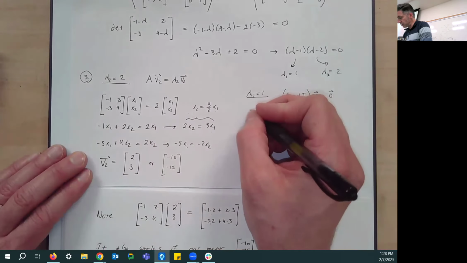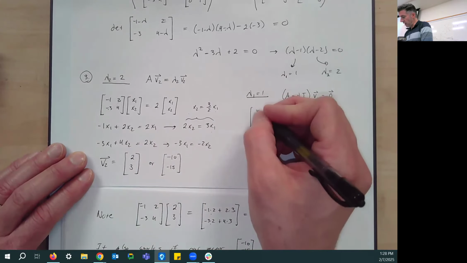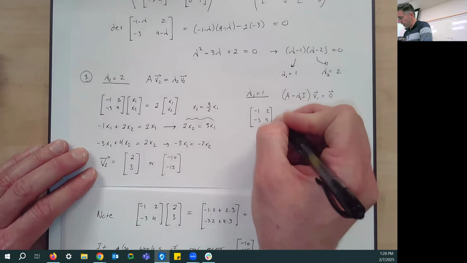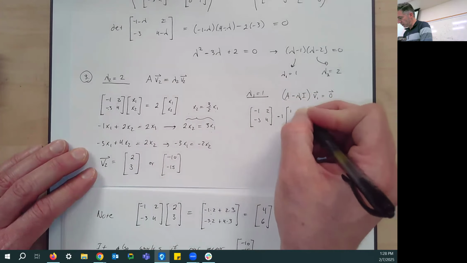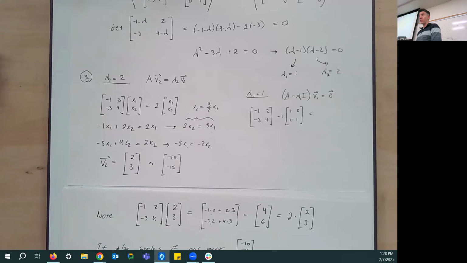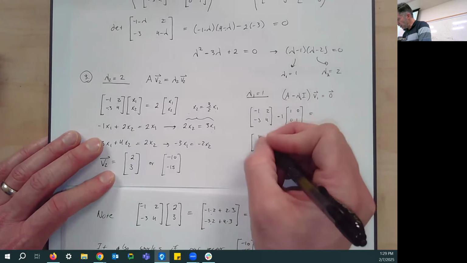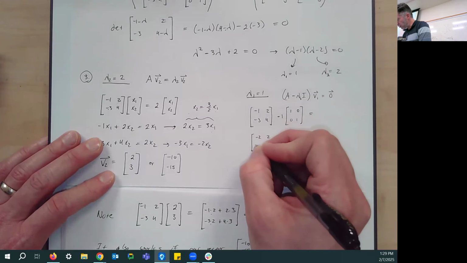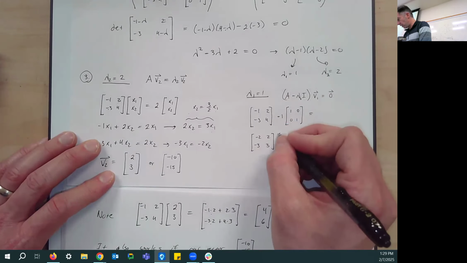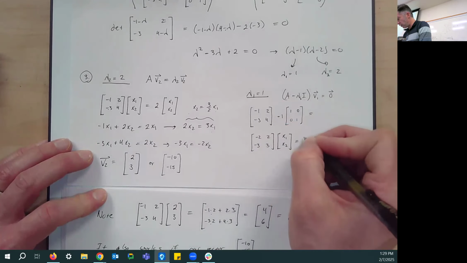So in this case, my A minus λI is going to be A, which is -1, 2, -3, 4, minus 1 times the identity matrix, which what I really should have done is just subtracted 1 from each of the diagonal spots. So that's going to be the matrix -2, 2, -3, 3. And then that matrix multiplied by the eigenvector that I don't know yet should end up equaling the 0 vector.